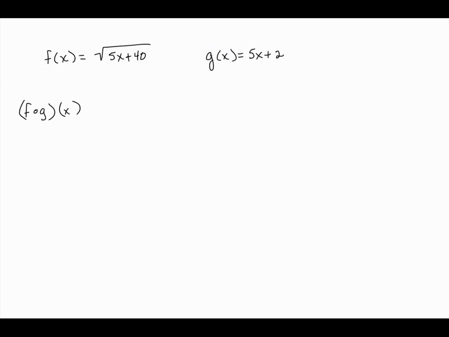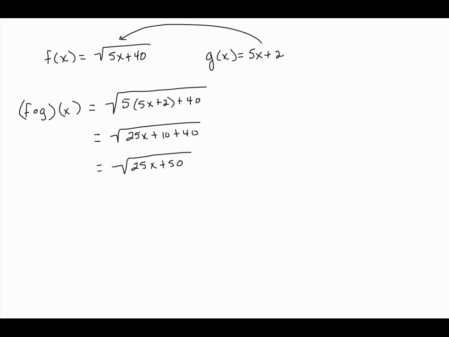Okay, here I'm wanting to find f of g of x. That means I'm wanting to take my g function and put it into my f function. So I'm going to have the square root of 5 times 5x plus 2 in parentheses and then plus 40. I'm going to go ahead and distribute and simplify what's under that square root.